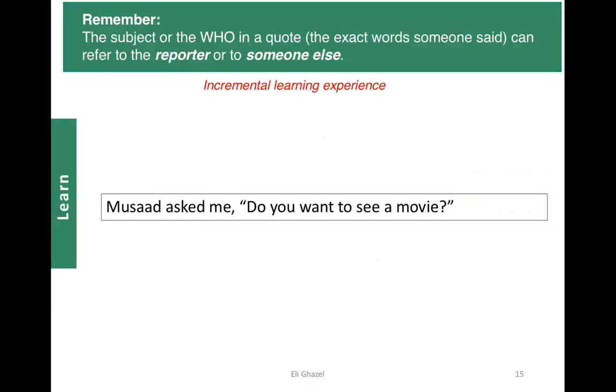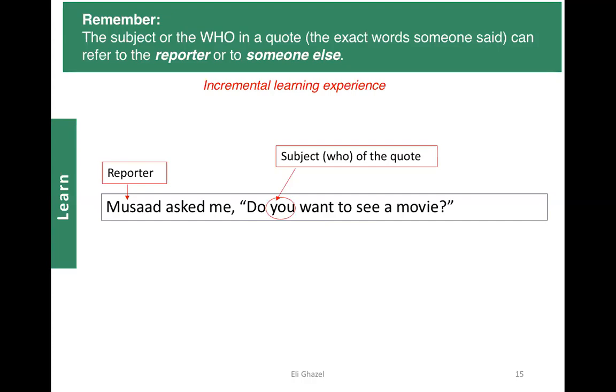Now let's go to the second set of incremental learning experience. Let's go to the green box at the top. The subject or the who in a quote can refer to the reporter or to someone else. Now, we have done that in 2 out of 6, but it's very important now to do it again when it's a question rather than a clause or a direct sentence. "Do you want to see a movie?" Musad asked me. Musad is the reporter, is the person asking.